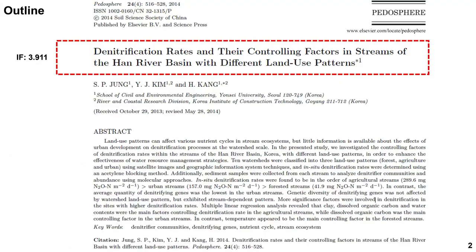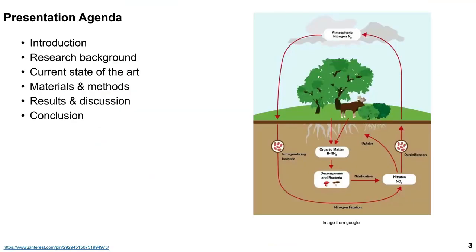Alright, as you see from the outline of the journal, which is Pedosphere, one of the reputed journals of Elsevier publishers. Without further ado, it's time to explore this prestigious research work in a respective manner, to dissect and pinpoint all important outcomes one by one.